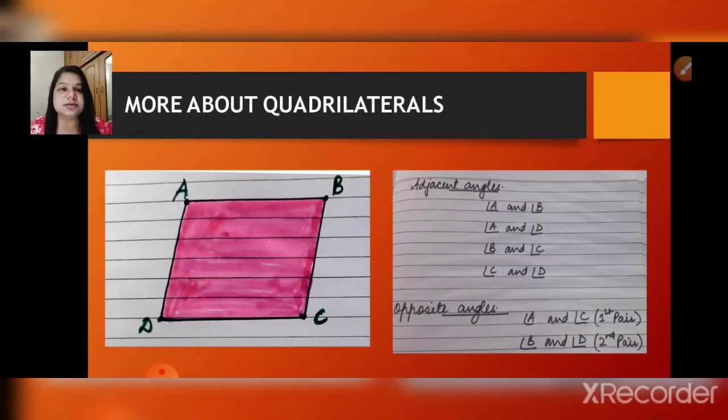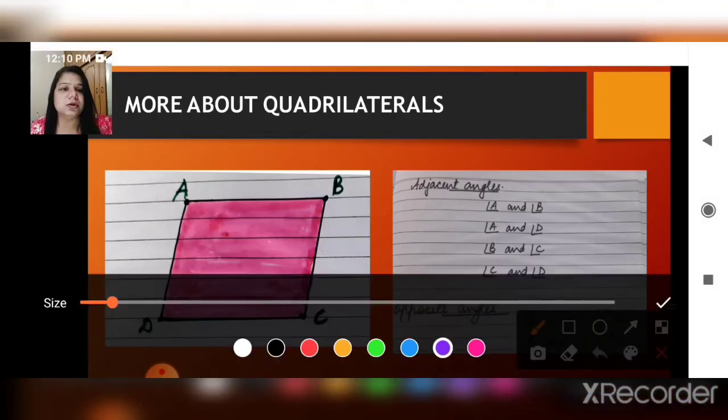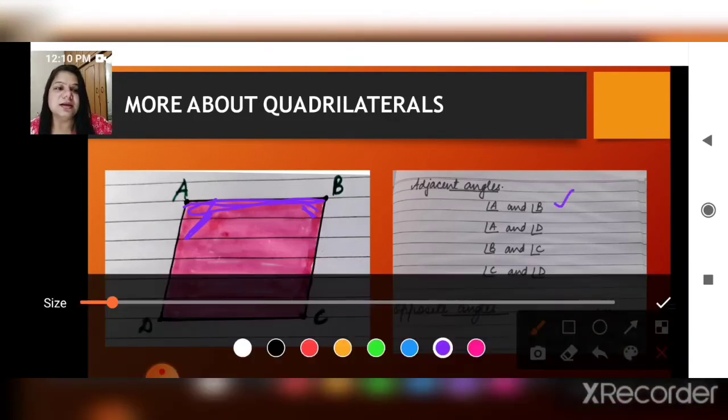Now next we can discuss adjacent angles and opposite angles. The same thing applies when we discuss adjacent angles. What are adjacent angles? Adjacent angles are those which lie on the same side of the polygon. If I talk about the side AB, what are the two angles which lie on side AB? These are angle A and angle B. So the first pair of adjacent angles is angle A and angle B, right?